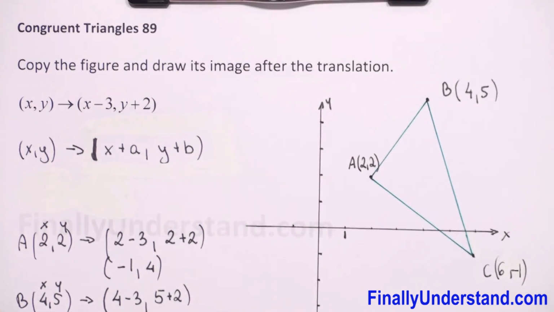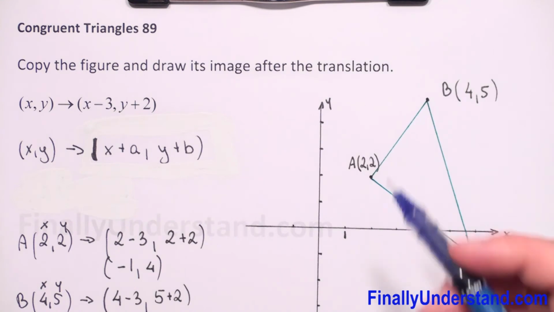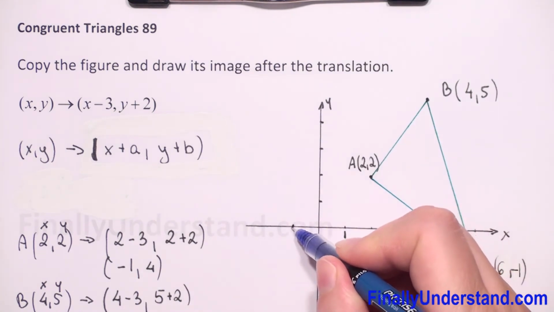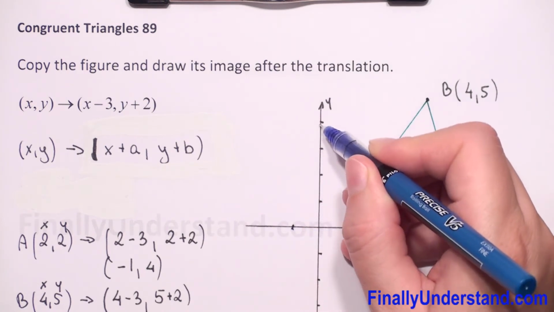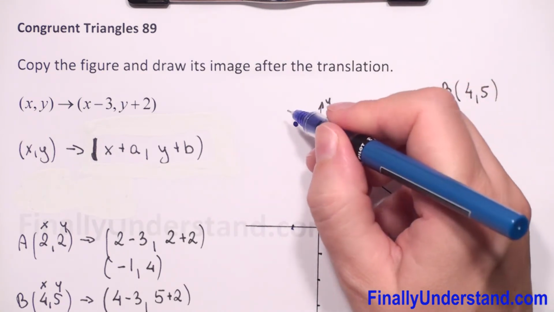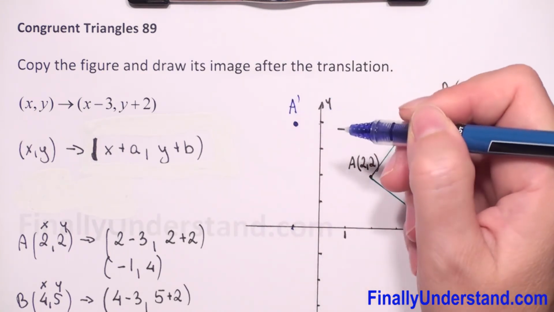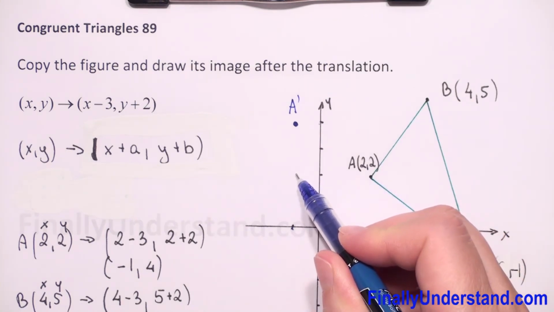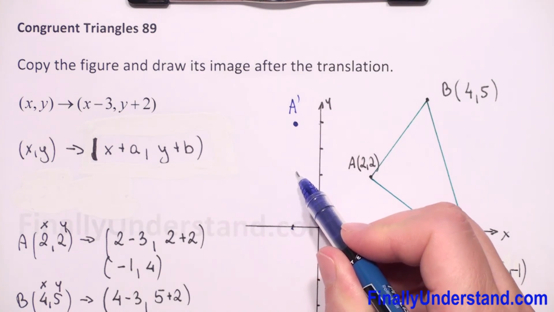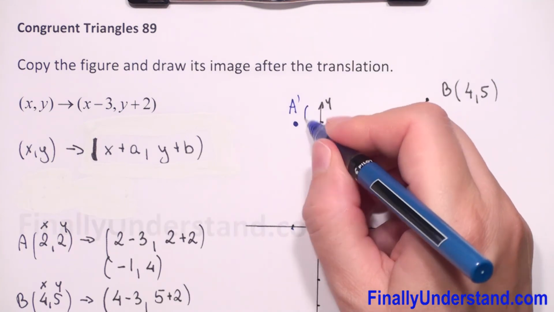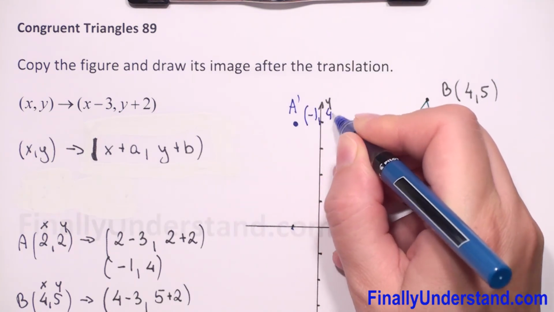So now point A will have coordinates (negative 1, 4). Negative 1, 4. 1, 2, 3, 4. So now this is our point A. Let me mark that this is A prime. So we see that we go 1, 2, 3 units to the left and 2 units up. So this point has coordinates (negative 1, 4).